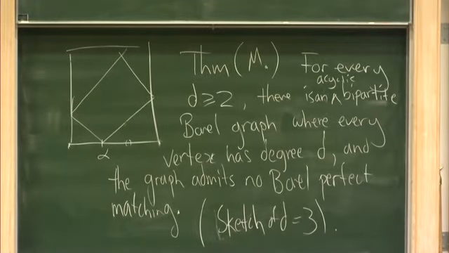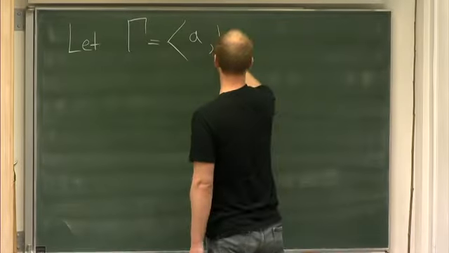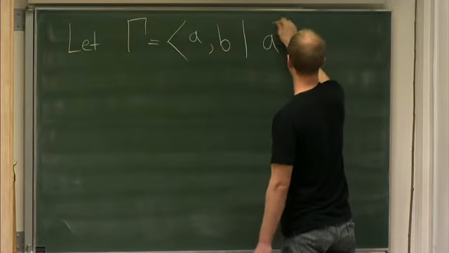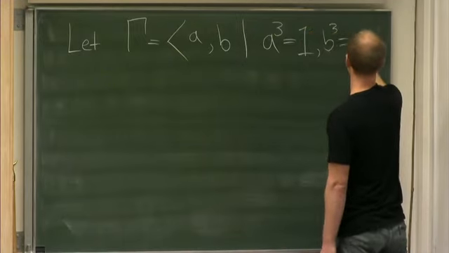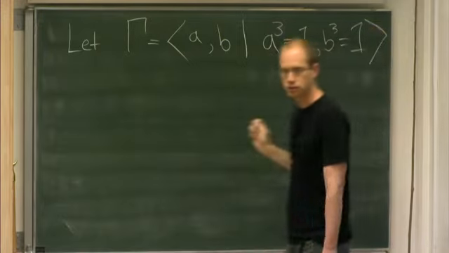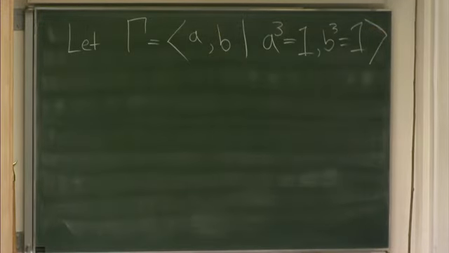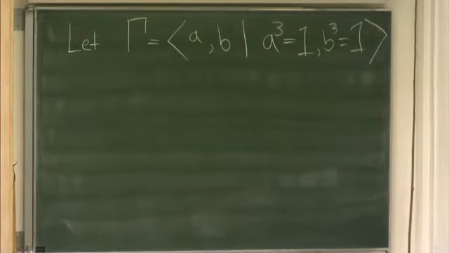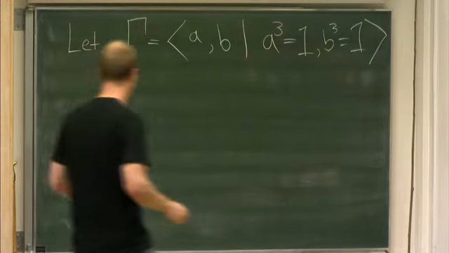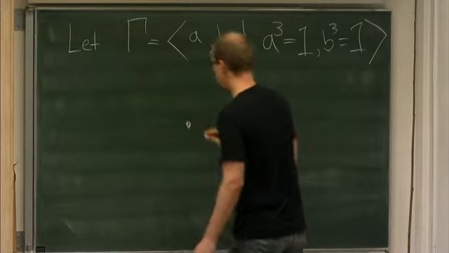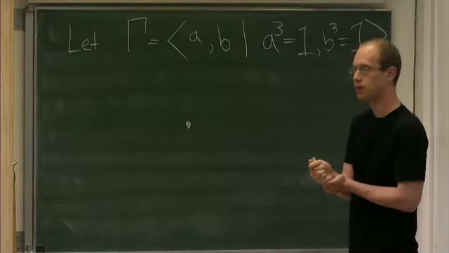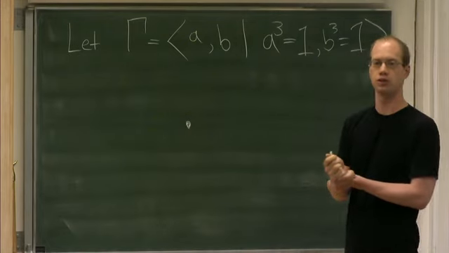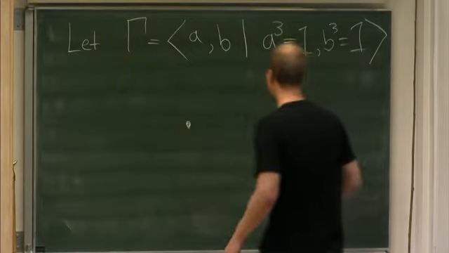Let gamma be the group with 2 generators, and I'll call them A and B, so that A cubed is the identity, and B cubed is the identity. So this is really the free product of 2 copies of Z mod 3Z. I'll just draw quickly because the geometry of this group is the key to this construction. I'll draw a picture of the Cayley graph of the group here.